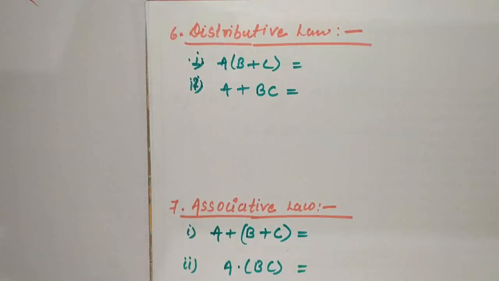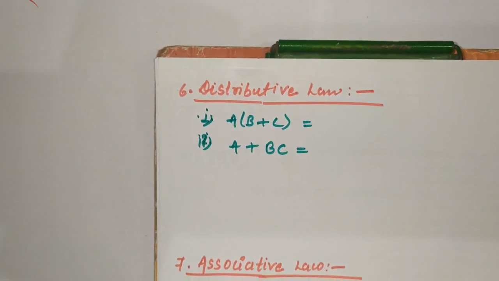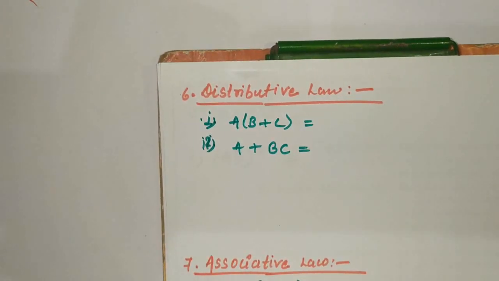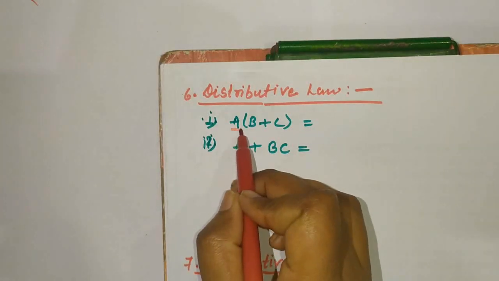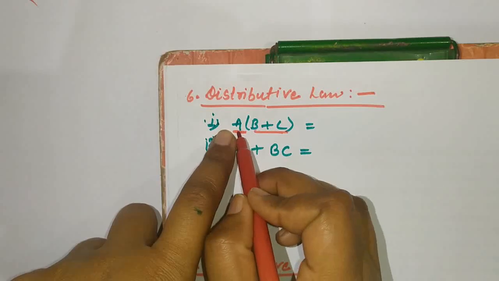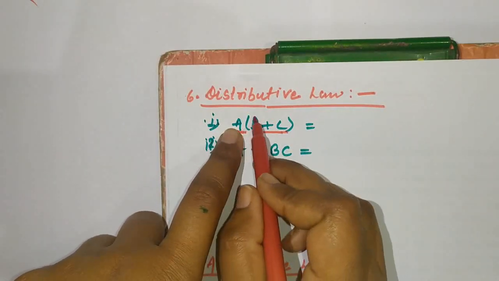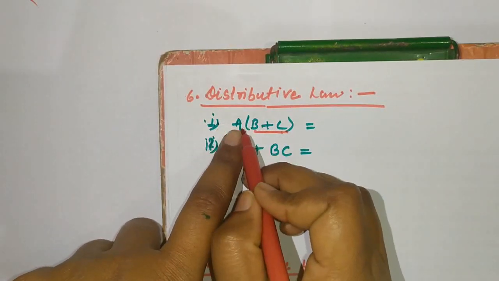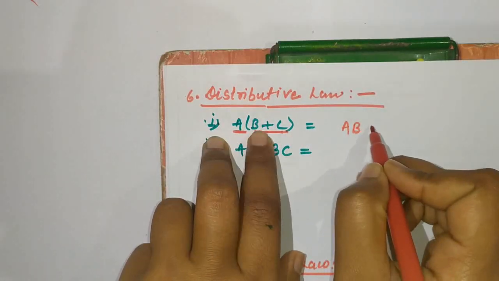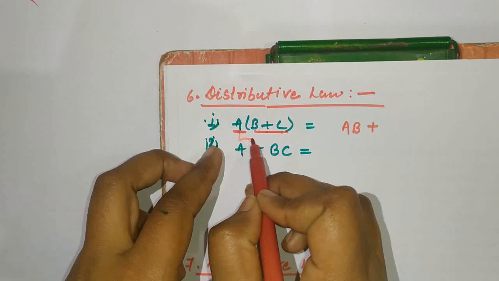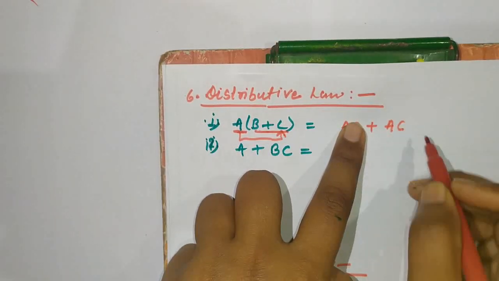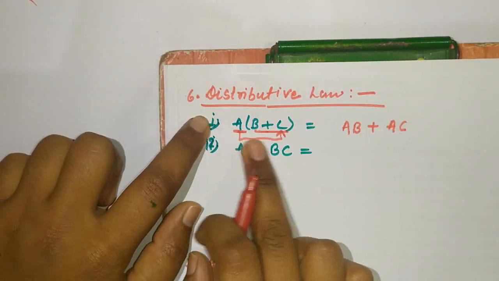The 6th one is the distributive law. What is the distributive law? Distributive law means we have to distribute this value over B plus C. Here A into B plus C. That means firstly we multiply A with B, so we write A into B plus A multiplied with C, so we write A into C. This is the first distributive law.